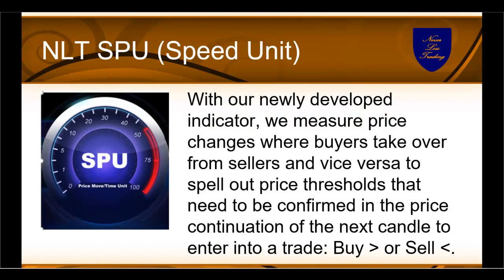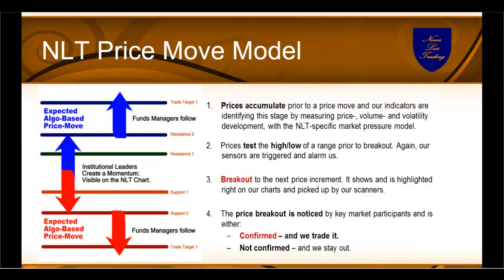On the basis of the rate or frequency of the SPU change, we find these key price handover points between buyers and sellers and spell out through our algorithm buy thresholds and sell thresholds. A crucial point considered in our price move model: we don't want to trade when others don't trade in our direction. So we always spell out a certain range and the price thresholds for entry, and we move in fast with the price move in the direction, and we move out at a specified level, to the upside and also to the downside.